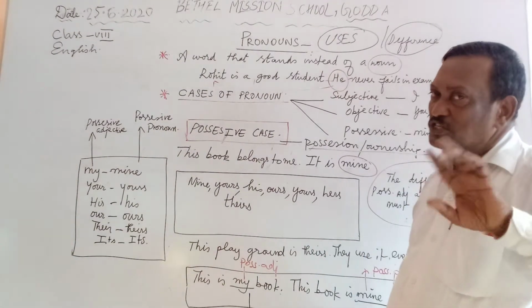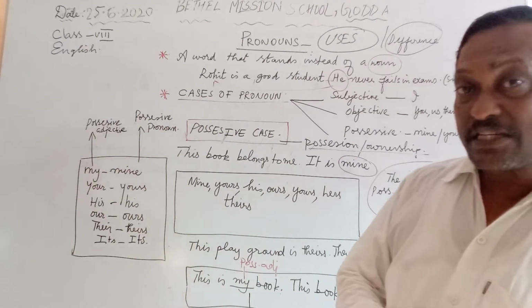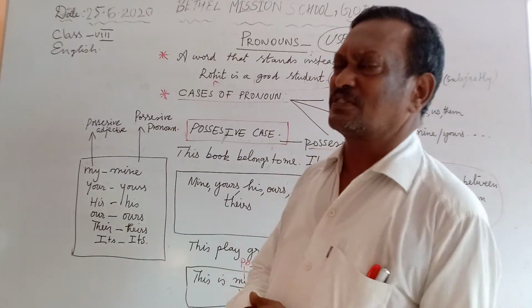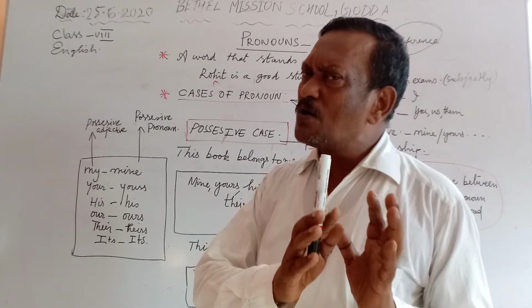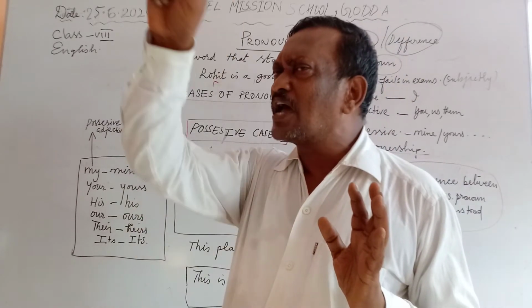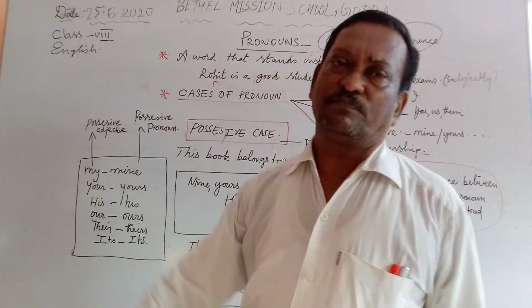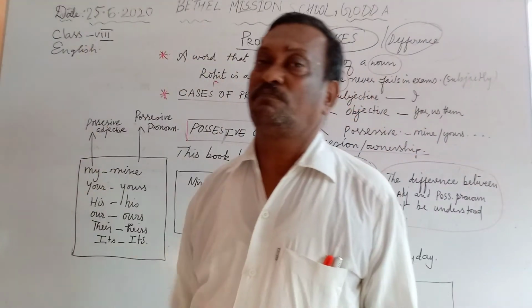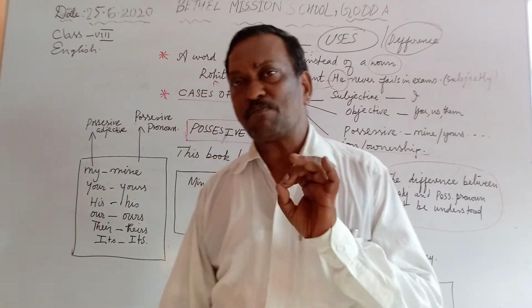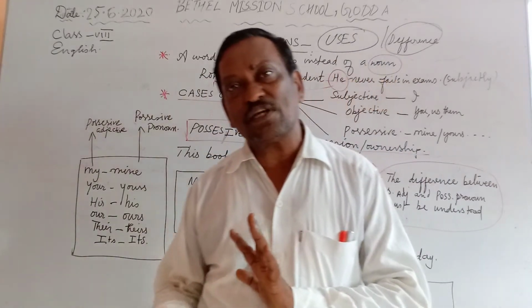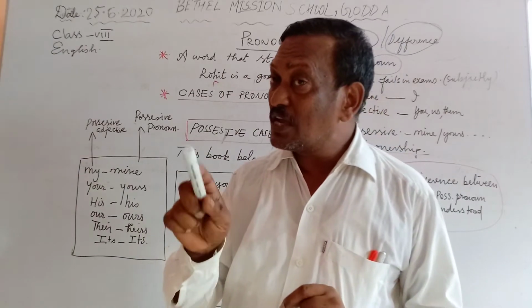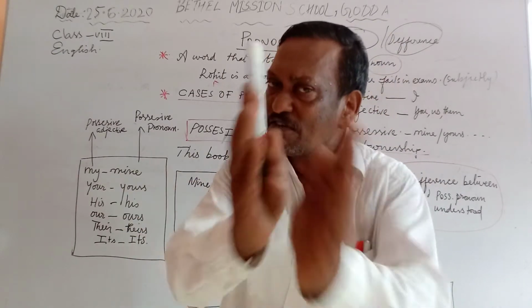And coming to the next one is the objective case of the pronoun. What is an objective case? If the pronoun is used as an object, if it answers the question 'to whom', then you can say the pronoun is used objectively or accusatively. The pronoun should be used in the place of an object. I'll give you an example.